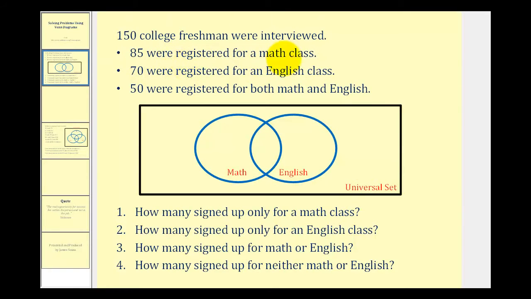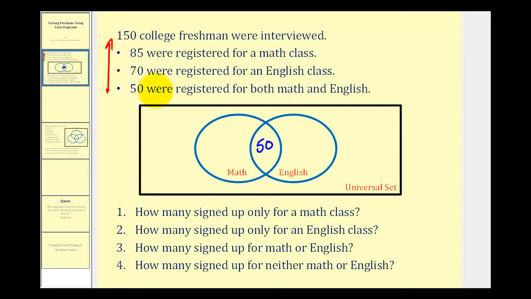85 were registered for a math class, 70 were registered for an English class, and 50 were registered for both a math and English class. To set up this Venn diagram, we're going to work our way backwards, so we'll start with this information here and work our way upwards. So 50 were registered for both math and English. There are 50 students in this region here where math and English overlap.